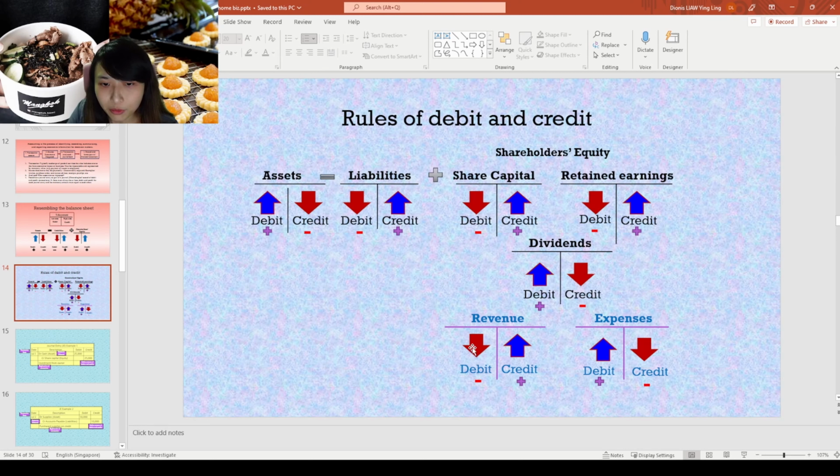Same for revenue. When you credit revenue, it means that you earn some revenue. When you have credit expenses, it means that you have less expenses. When you incur expenses, it is a debit of expenses. So this is basically the rules of debit and credit. When you look at this table, you realize it's quite intuitive.